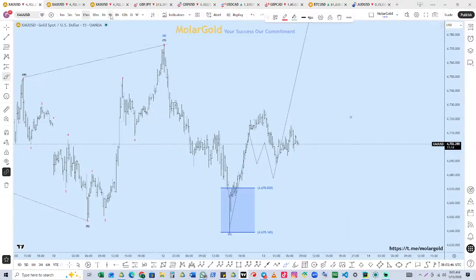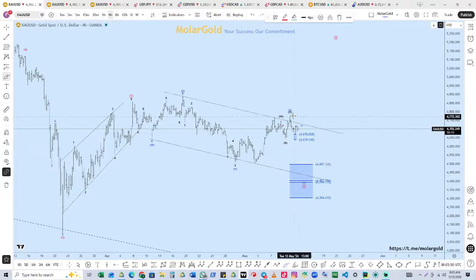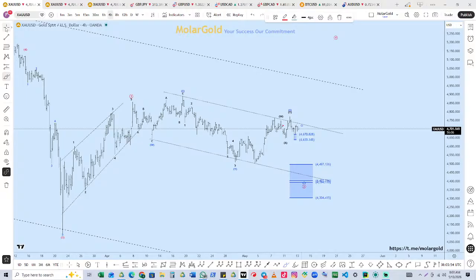Let's start from the higher time frame as usual, starting with the Elliott wave. Last time I told you guys something interesting was developing, or is developing. And in fact, it played out exactly the same way. So today, what are we looking at?